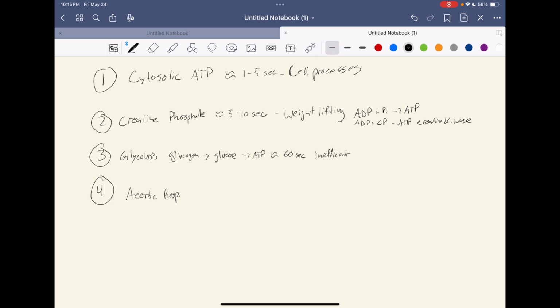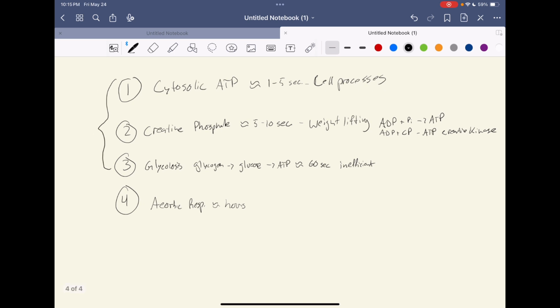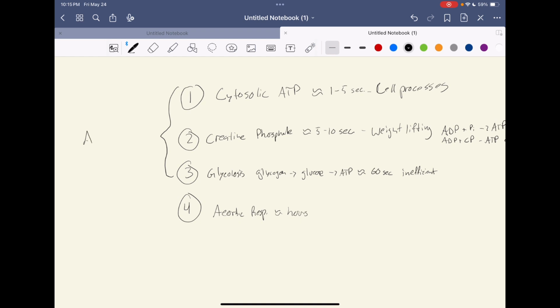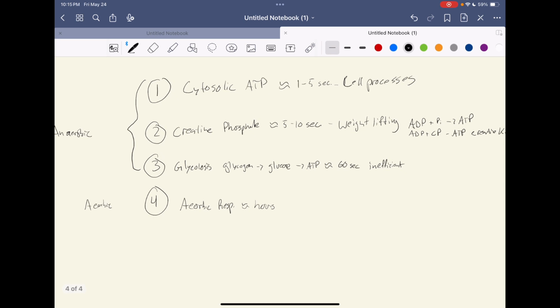respiration. And this can last you for hours. It's not technically indefinite, but it can last you for a very long period of time. So these first 3 are what are known as anaerobic. And then this last one obviously is aerobic. So it uses oxygen to give us the energy that we need.